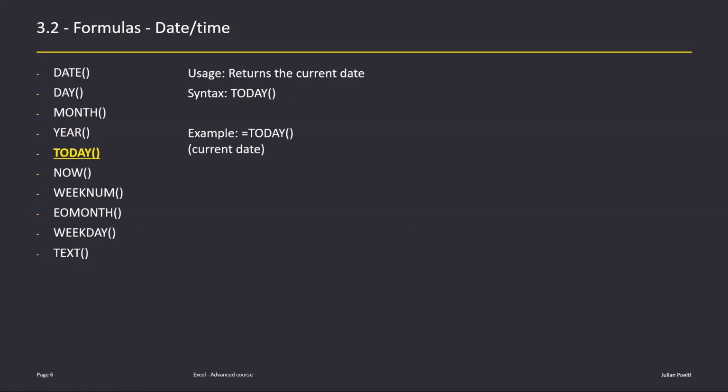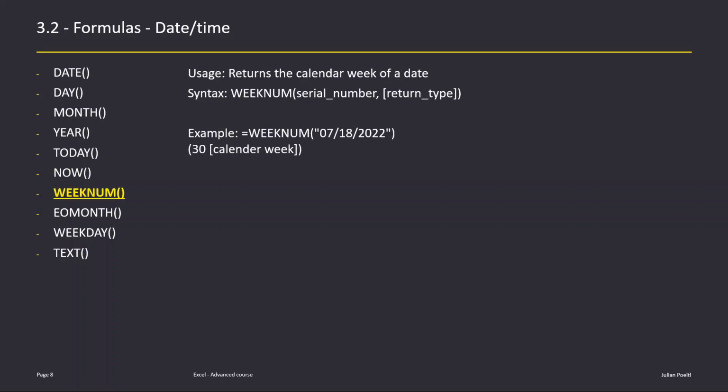TODAY, you don't give any value. You only type in equal TODAY open bracket close bracket, and it will get you the current date in an automated fashion. So if you write this down in the table today and open the table tomorrow, it will have tomorrow's date in it. The same with NOW, but it returns not only the current date, but also the current time. This function will update every split second, let's say.